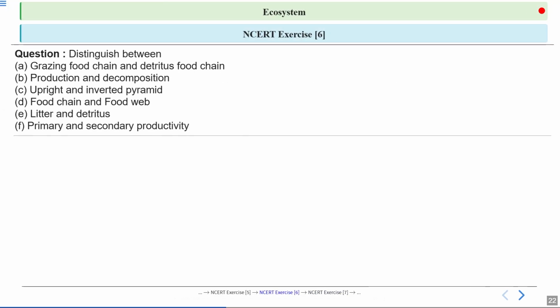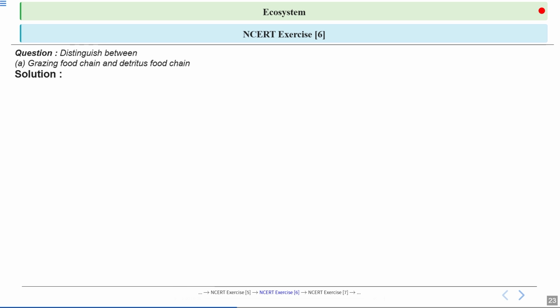Next question, distinguish between grazing food chain and detritus food chain, production and decomposition, upright and inverted pyramid, food chain and food web, litter and detritus, and primary and secondary productivity. So what will be the answer here? Let's have a look at the answer.